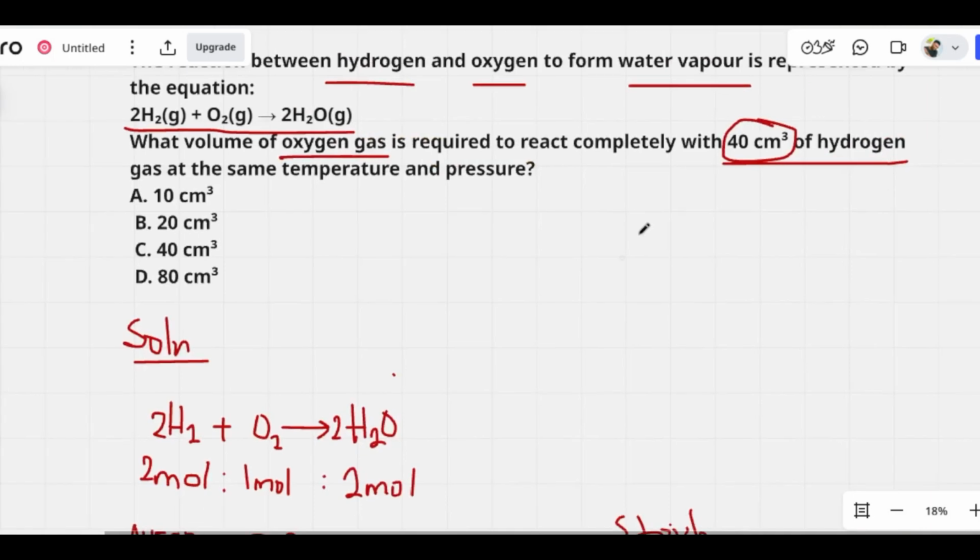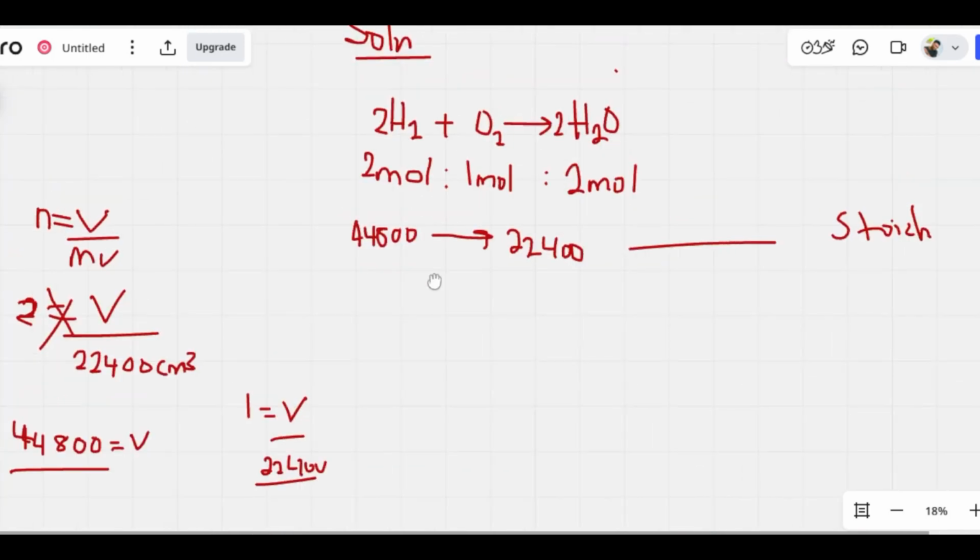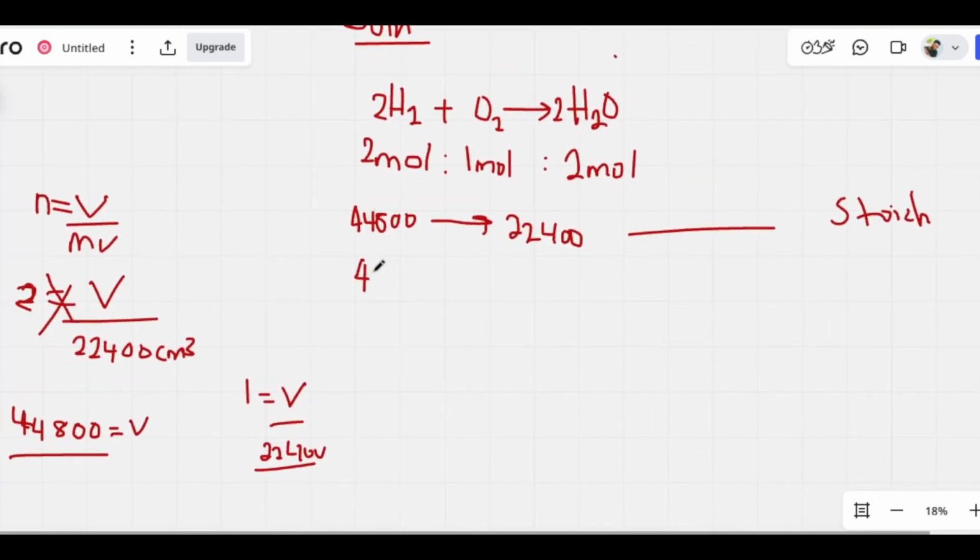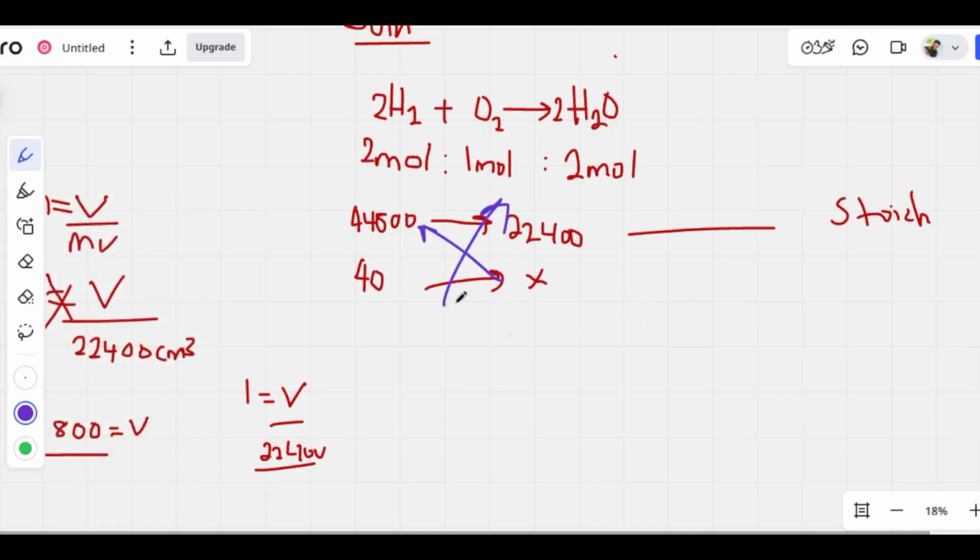You now go back here and check what they give you. They gave you 40 cm cube of hydrogen. So you come back here and say, where's hydrogen? This hydrogen. So 40 of hydrogen will produce X. Are you with me? So you now do your cross multiplication. So that's 44800x equals 40 times 22400. So divide both sides by 44,800.